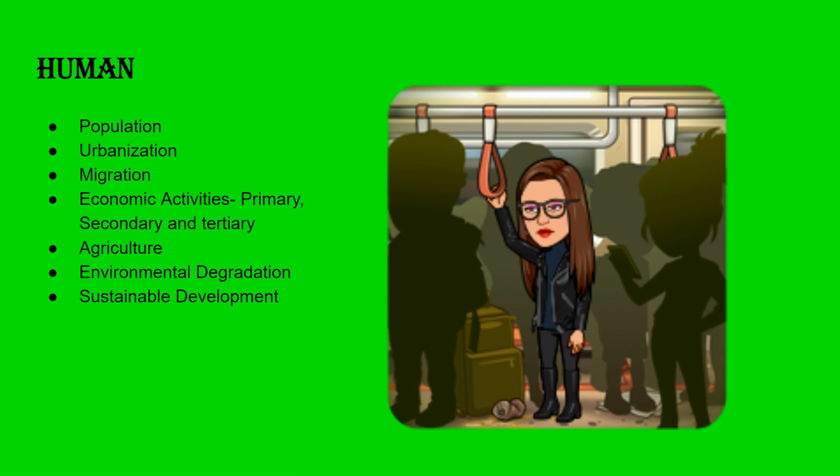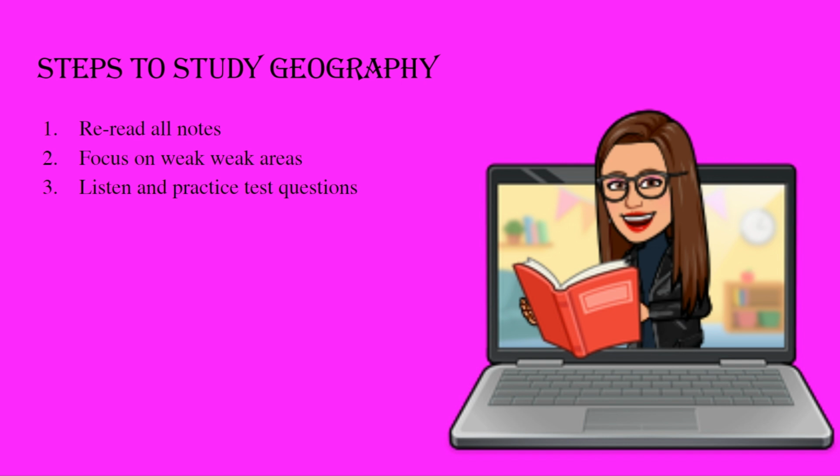Now question 3 deals with the human part of geography, and questions here are like population, urbanization, migration, economic activities. So you have to know about primary, secondary, and tertiary economic activities. You usually have an agricultural question, environmental degradation, and sustainable development. Now, the thing about it, guys, is that you have to study all of these topics.